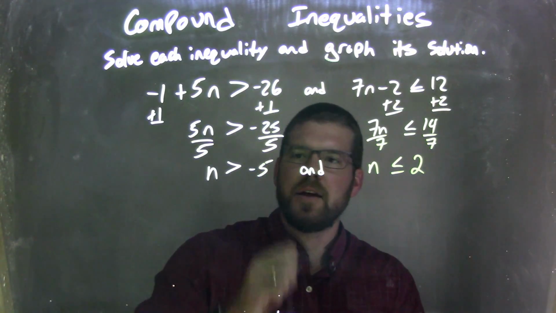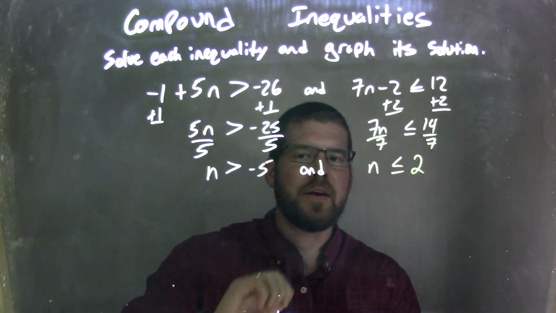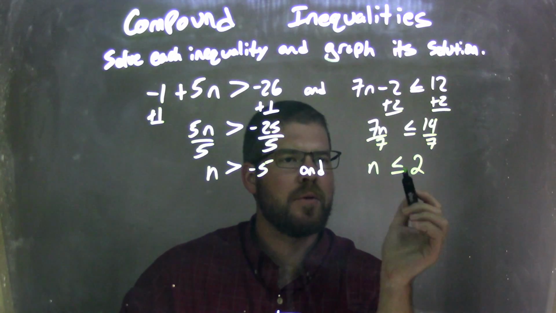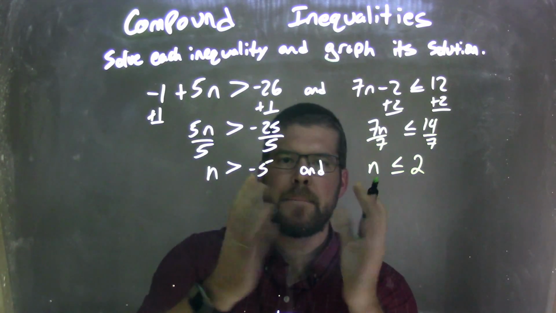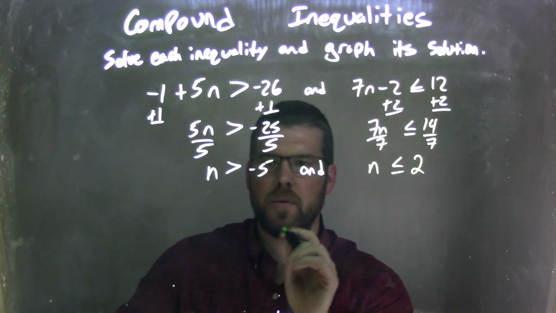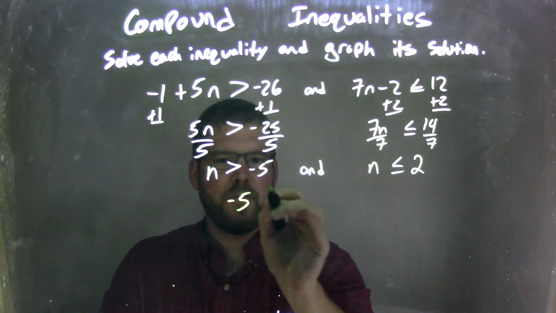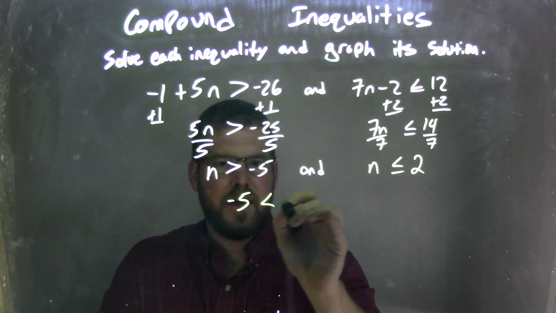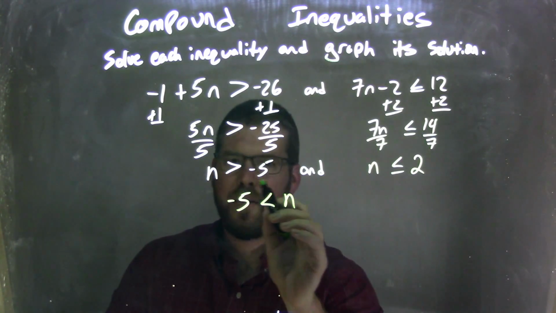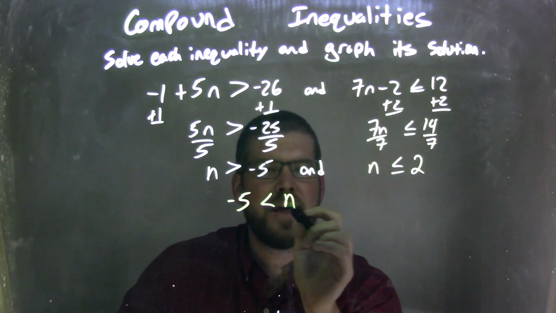We're given an "and" here, and we're given a range. We said n has to be greater than -5, and n is also less than or equal to 2. I'm going to see if I can combine this into one statement. Okay? So I'm actually going to flip this one right here to have -5 come first, then is less than n, right? Because n being greater than -5 is the same thing as -5 is less than n.